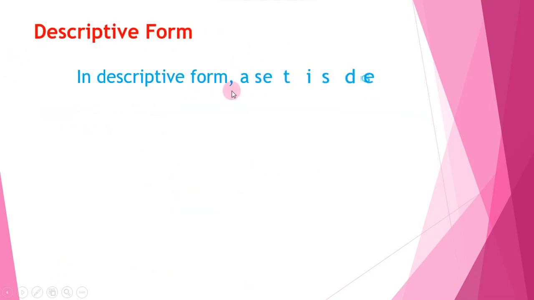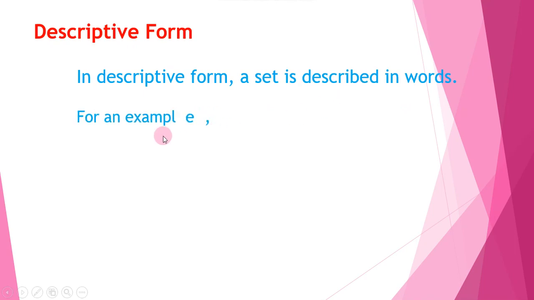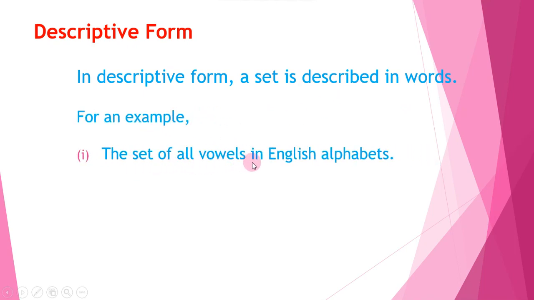First one, descriptive form. In descriptive form, a set is described in words. For an example, the set of all vowels in English alphabets. We must write in words the set of all vowels in English alphabets. Second one, the set of whole numbers.